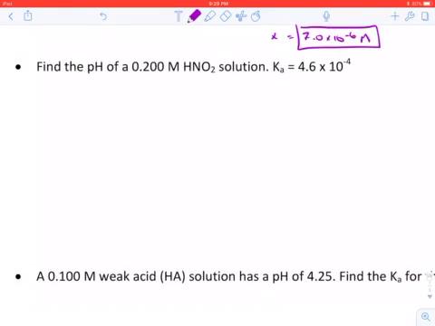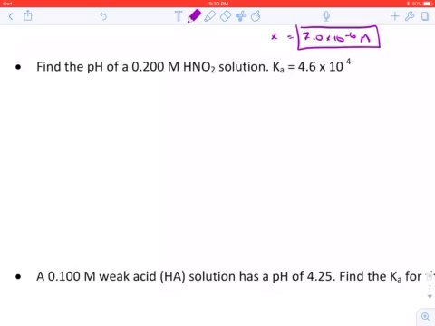On to the next one. This next one says find the pH of a 0.2 molar HNO2 solution. The Ka of said solution is going to be 4.6 times 10 to the negative 4th. Now I'm going to go on record immediately and say that this one would not be valid with the assumption, but we're going to solve it with the assumption. So if you're checking later, this does not fit up with the answer in the text.